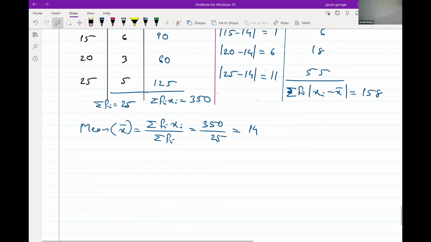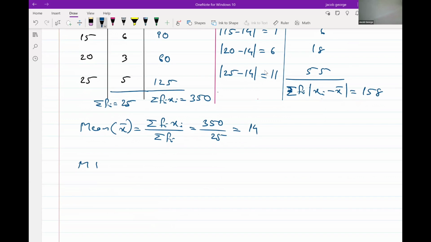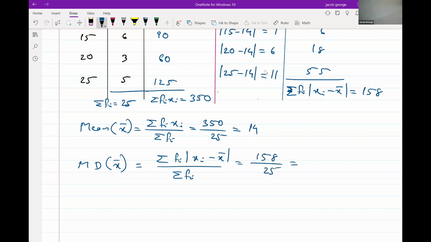Then you will write down the formula. Mean deviation about MD in bracket x bar, which means mean deviation about mean. What's the formula? Sigma Fi into modulus xi minus x bar upon sigma Fi. That is 158 by 25. Please write. Now what is 158 by 25 when you divide? 6.32. Okay, so this is the answer.